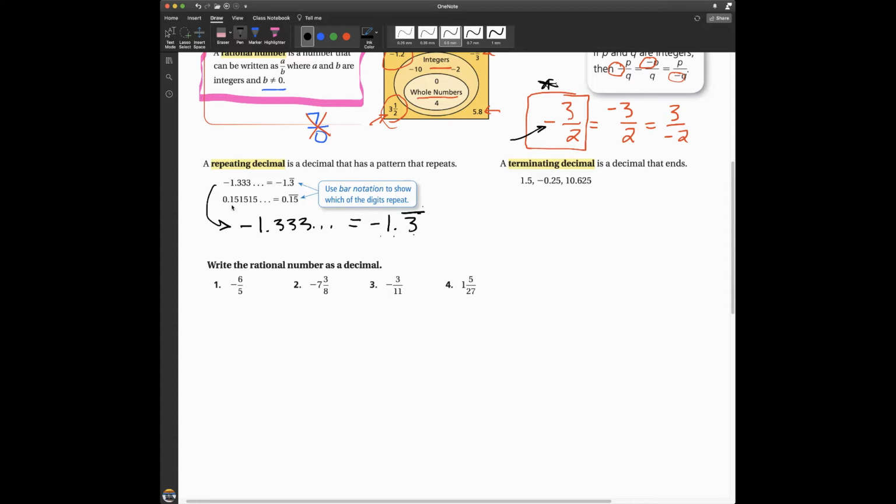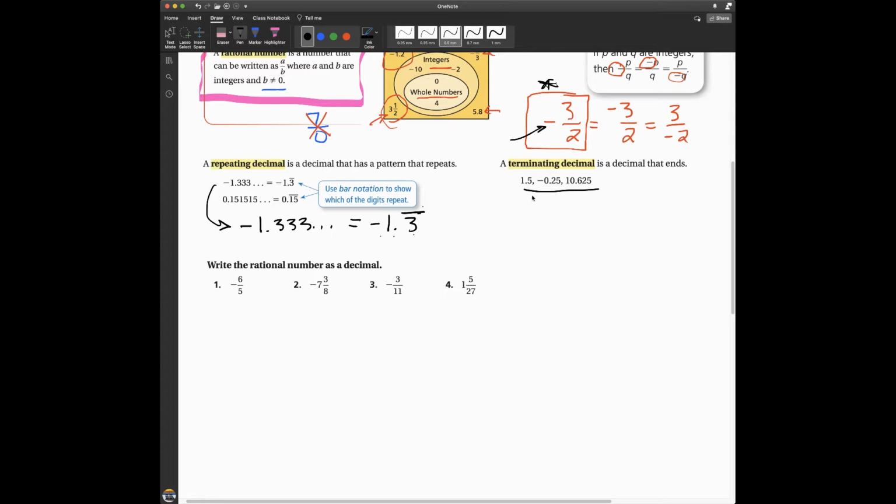Notice that I have 0.151515 ... which means this would be 151515 blah, blah, blah. And I can write it as 0.15 repeating. So whenever I see a bar over the decimal, it means that that part is repeating.